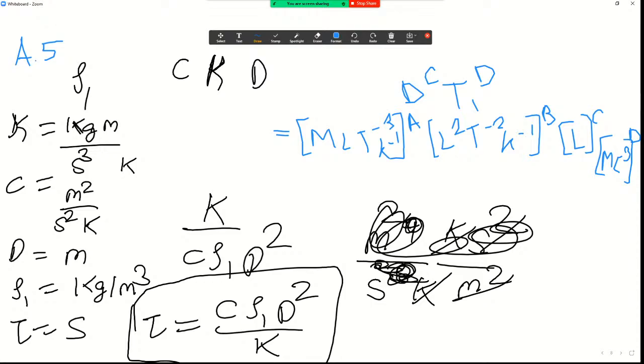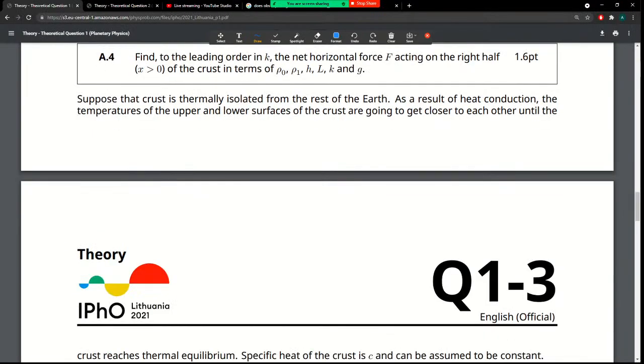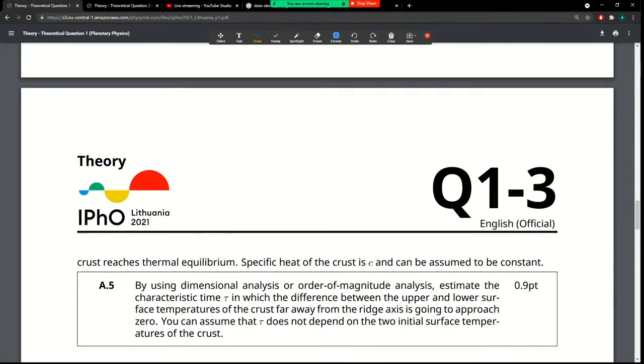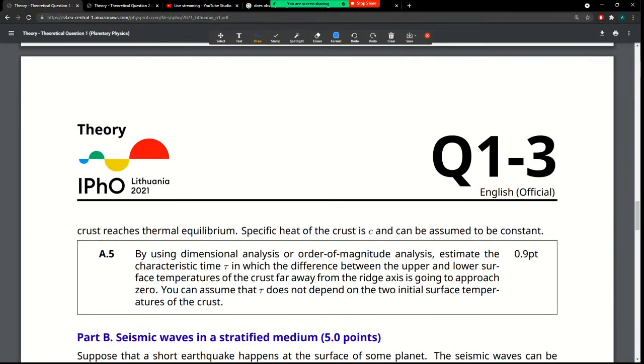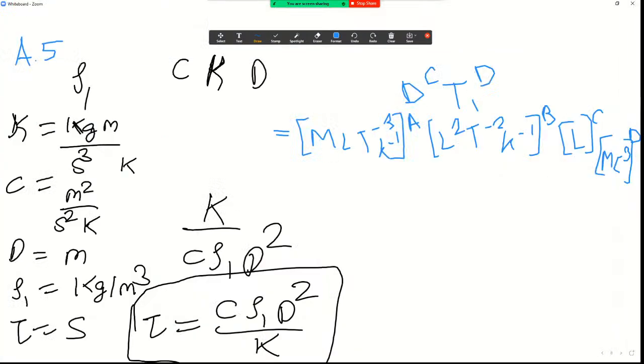But we don't know this arbitrary constant that will occur after dimensional analysis. I guess that's fine since it says to just use dimensional analysis. They have also told us that we have to do it with dimensions only.